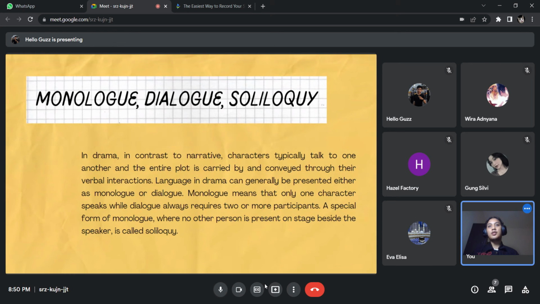So the first is monologue, dialogue, and soliloquy. In drama, in contrast to narrative, characters typically talk to one another, and the entire plot is carried by and conveyed through their verbal interactions. Language in drama can generally be presented either as monologue or dialogue. Monologue means that only one character speaks, while dialogue always requires two or more participants. A special form of monologue, where no other person is present on stage beside the speaker, is called soliloquy.